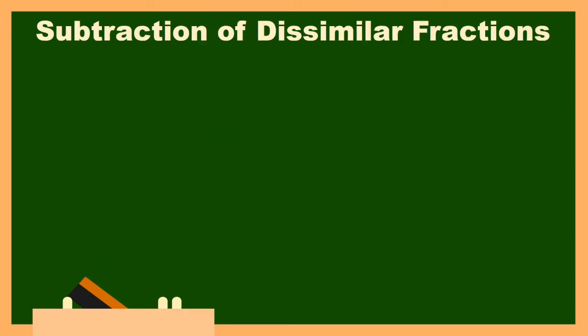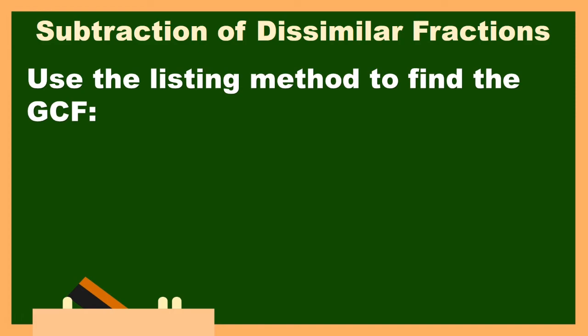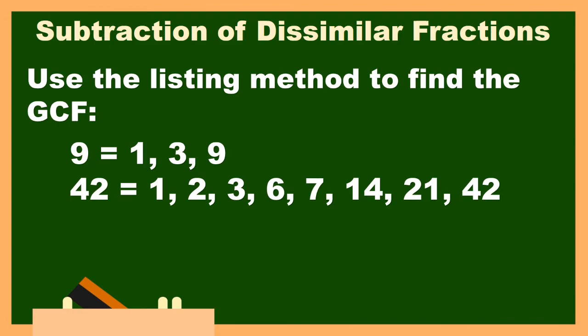Let's do the listing method to find the GCF of 9 and 42. So ang 9 meron siyang factors na 1, 3, and 9. Ang 42 naman ay merong factors na 1, 2, 3, 6, 7, 14, 21, and 42. So let's look for their common factors. First, we have 1, and another is 3. But since ang gagamitin natin ay GCF or the greatest common factor, our GCF is 3.